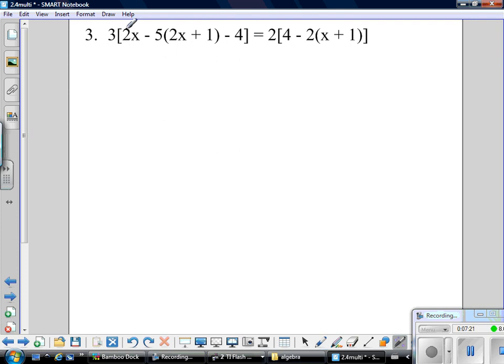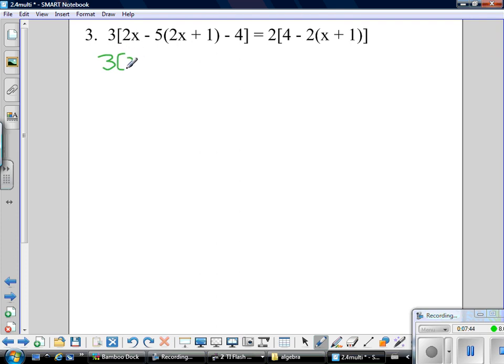So you can see if I look at the first line, I have square brackets. Okay, but then if I look in the square brackets, I have rounded brackets. So the first thing I have to do is go all the way into the middle and deal with those rounded brackets. So that means that I'm going to recopy down everything except what I'm working on.